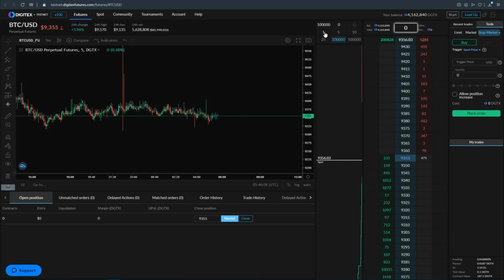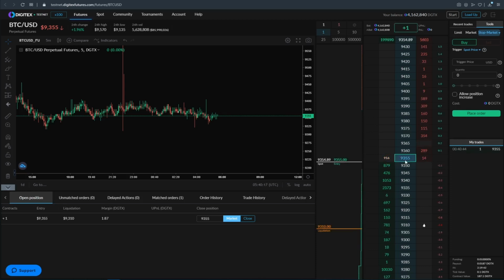And what I'll do is go ahead and get into a position here. I'm just going to click one contract right here. I'm going to long at 93.55 by clicking right here into those sell orders. And so you can see I'm in a long position now. I'm using 100x leverage here on testnet, so you can see my liquidation is pretty close. And so I want to set my stop somewhere in between here. And just for example, I'm going to set it at 93.50.